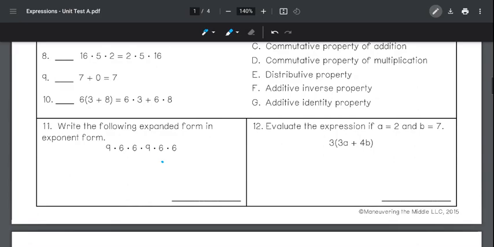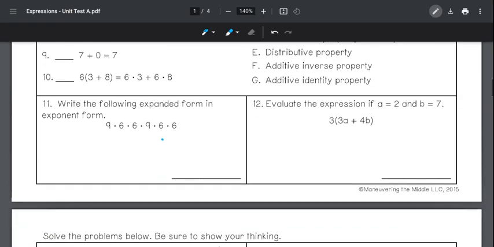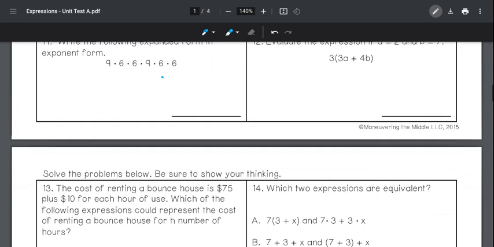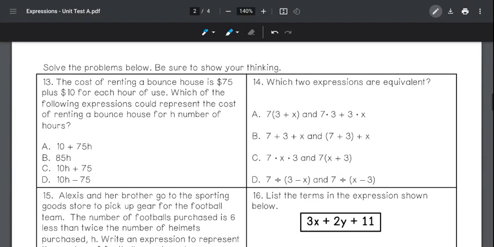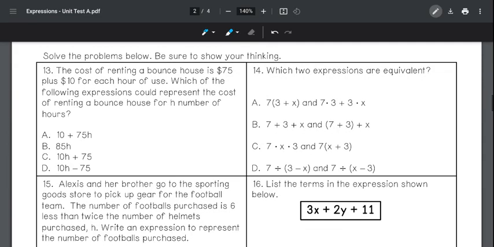Number 11, write the following expanded form in exponent form. Number 12, evaluate the expression if A equals 2 and B equals 7. Solve the problems below. Be sure to show your thinking. Number 13, the cost of renting a bounce house is $75 plus $10 for each hour of use. Which of the following expressions could represent the cost of renting a bounce house for each number of hours?